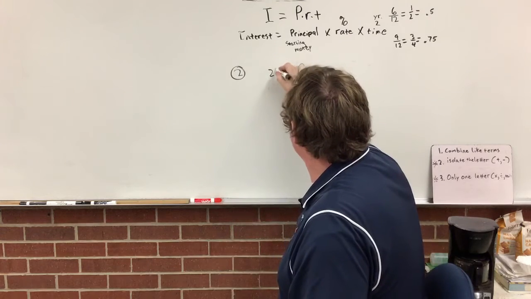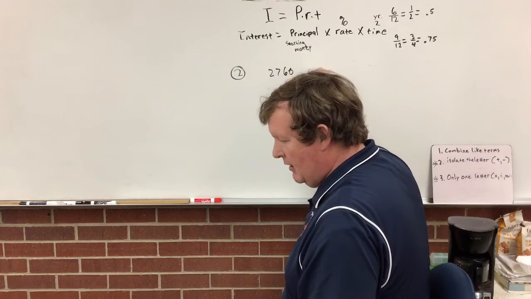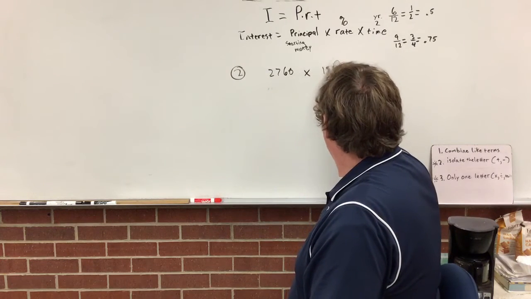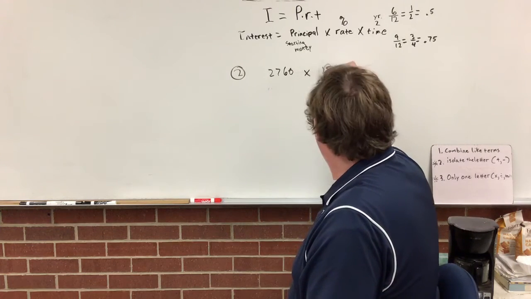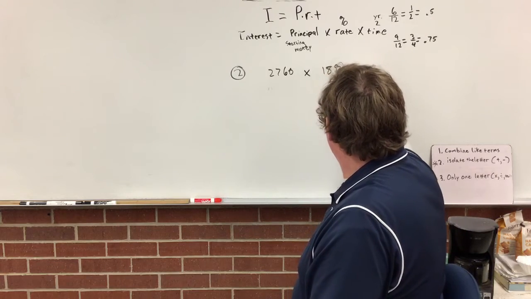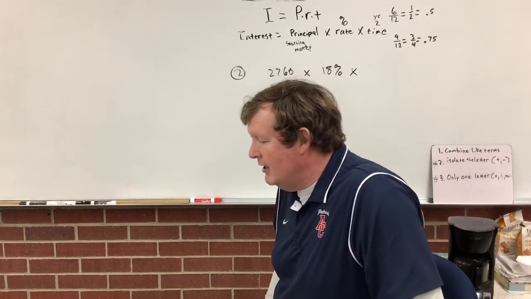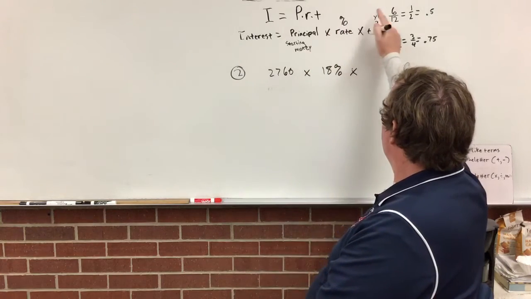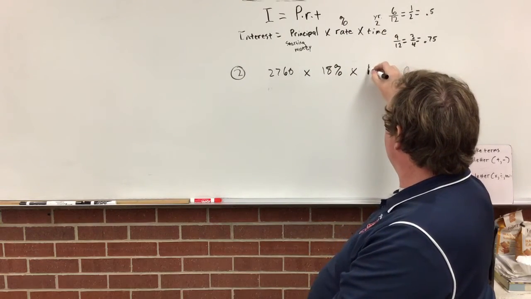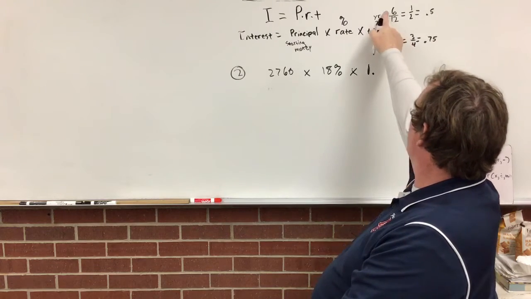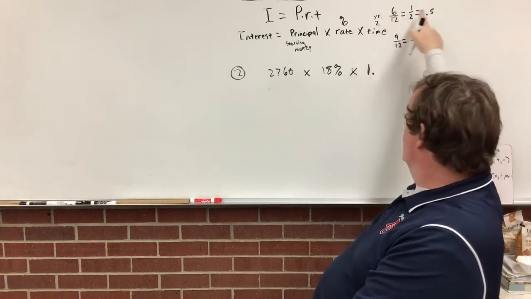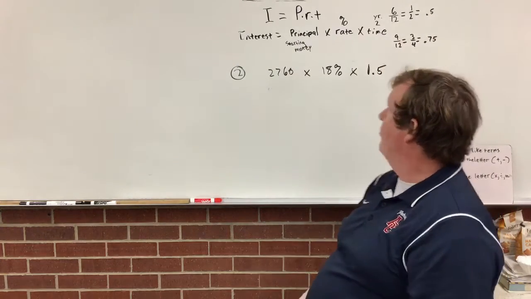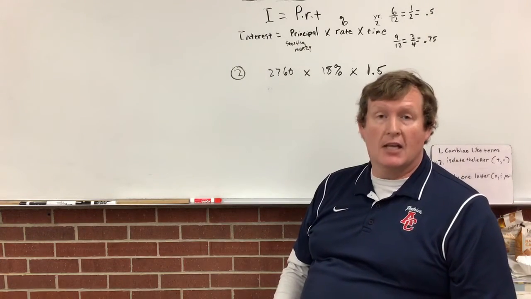Number 3. This one's got $2,760 times 18%, pardon me. And then here's where it comes tricky, times 1 year and 6 months. Okay, let's go over here. So 1 year is 1, 6 months would be 6 out of 12, which would be half of a year, which converts to 0.5.